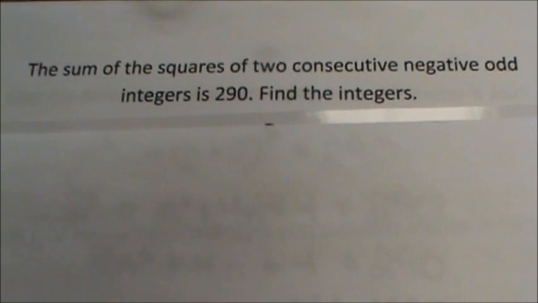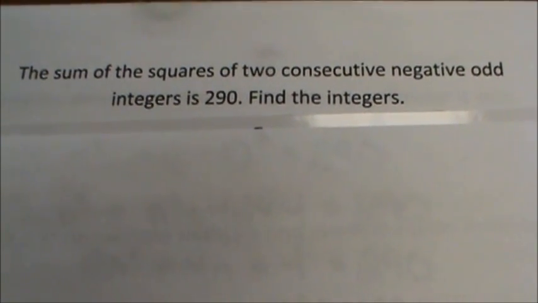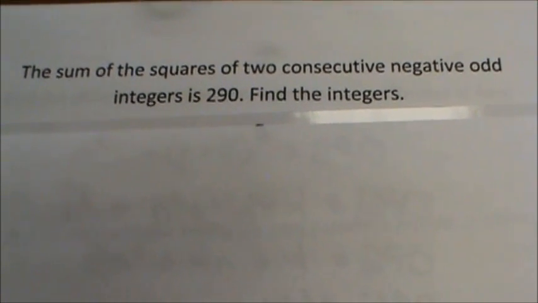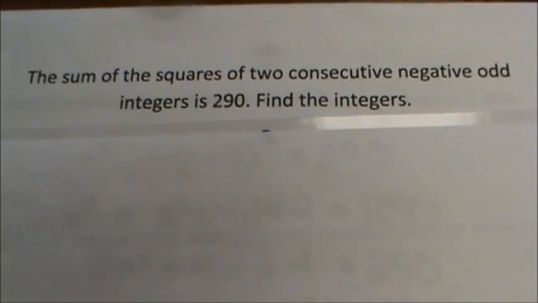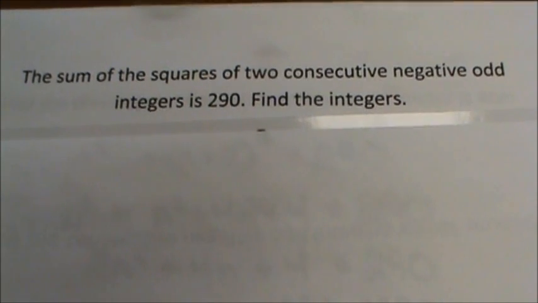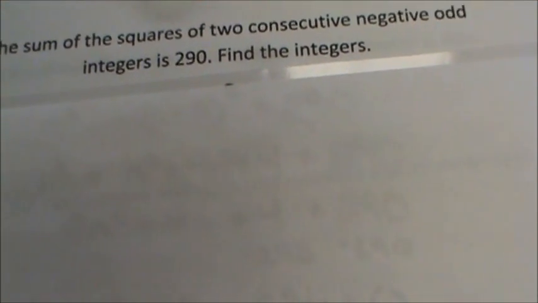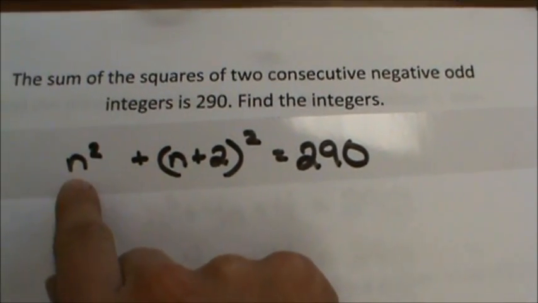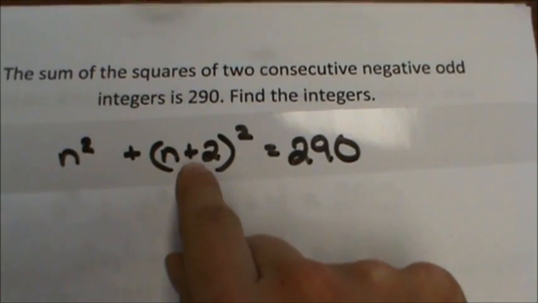The sum of the squares of two consecutive negative odd integers is 290. Find the integers. So again, I'm going to use n and n plus 2 as my integers. And when I square them, I'm going to get this equation. Here is my first integer squared. The next integer is n plus 2.